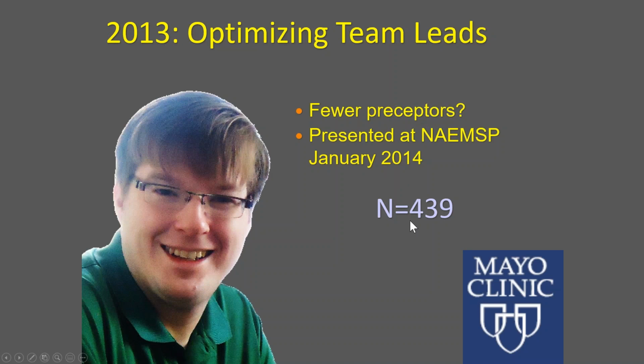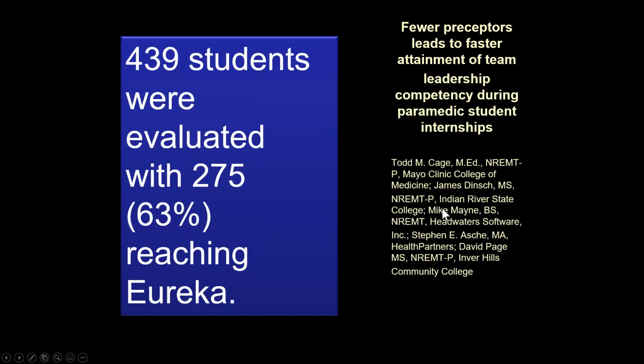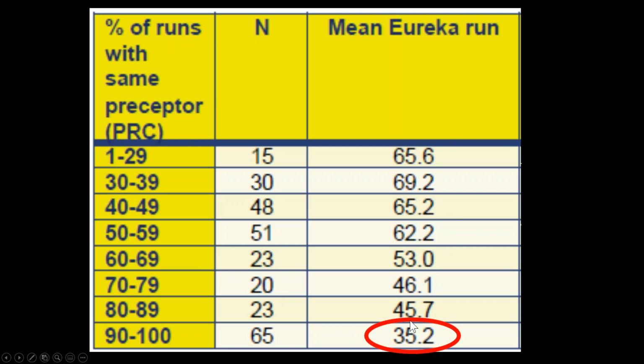So, sorry, January 2014 was the second poster, 439 students. And Todd Cage presented that. So we could reduce it down to about 35 leads if we actually keep our time 90 to 100% with one preceptor. So I hope that's helpful in saying, you know, we have to look at how well our preceptors do.